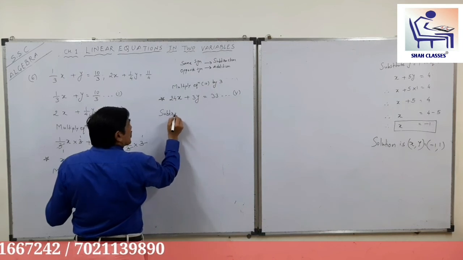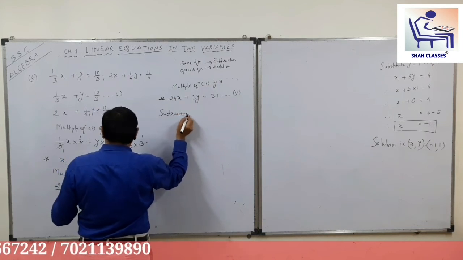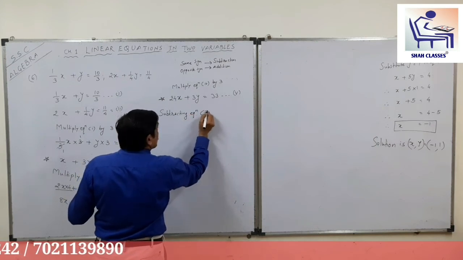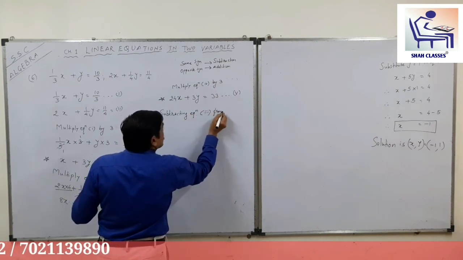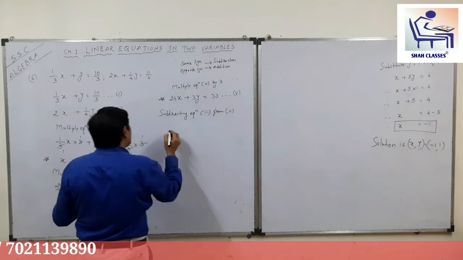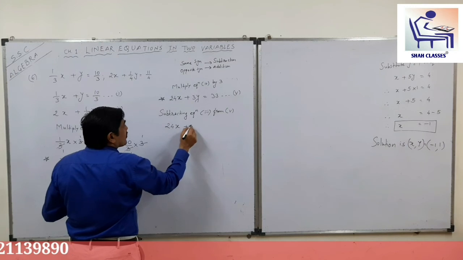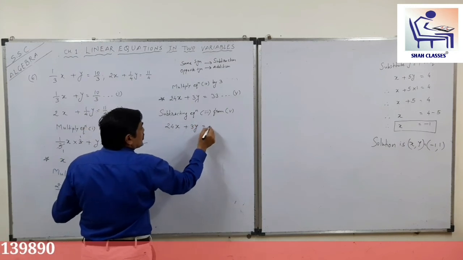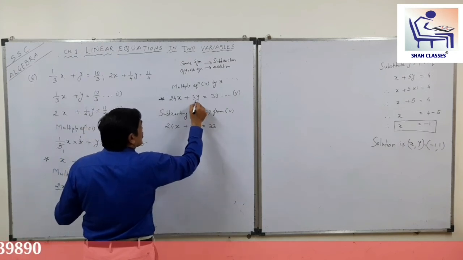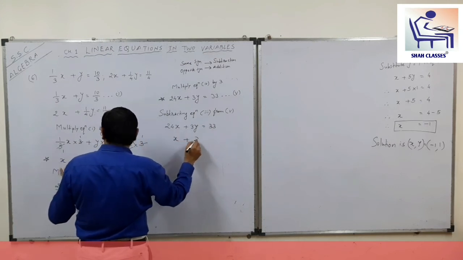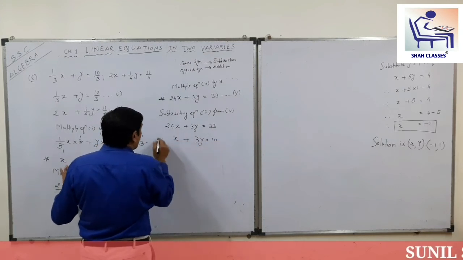So subtracting equation 3 from 5. So this equation I am going to write first: 24x plus 3y is equal to 33. And now x plus 3y is equal to 10.